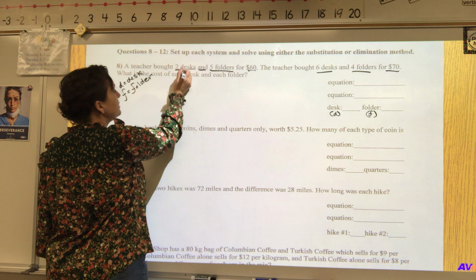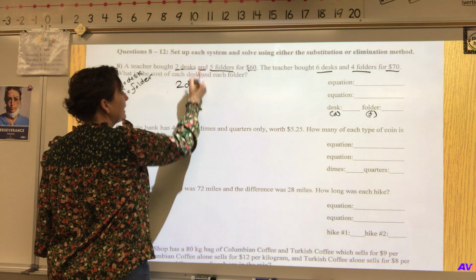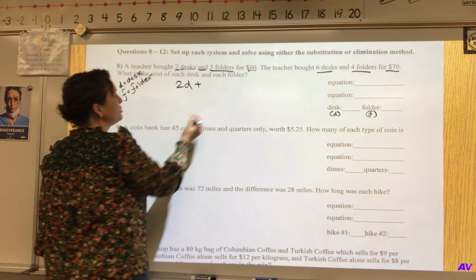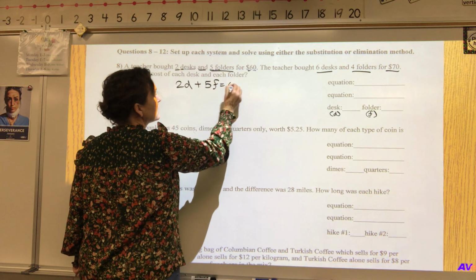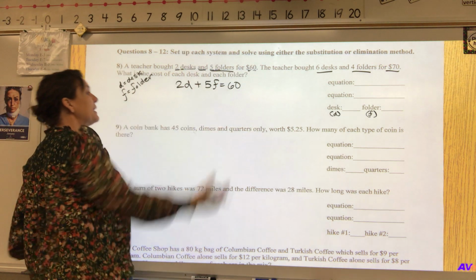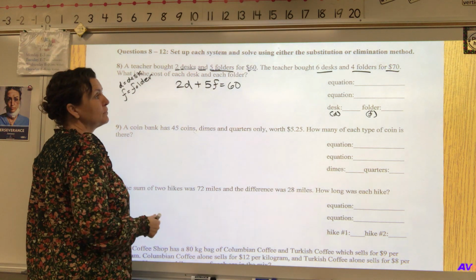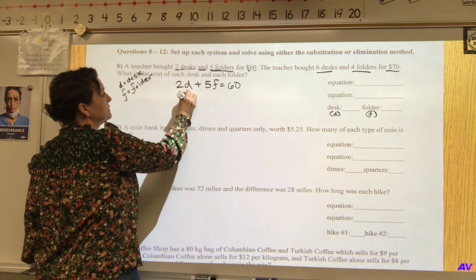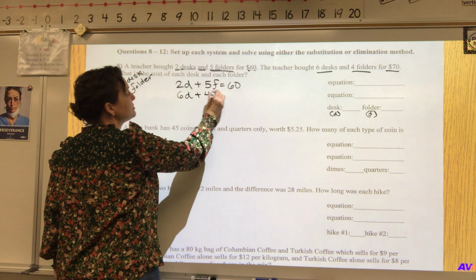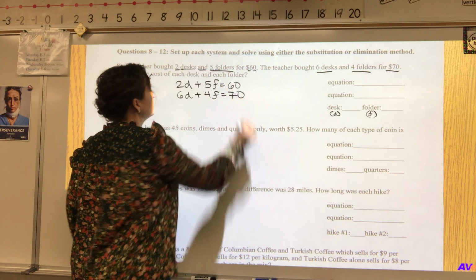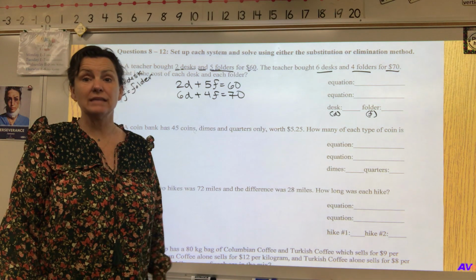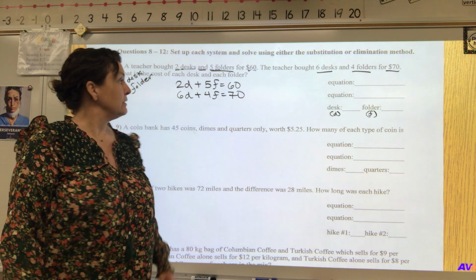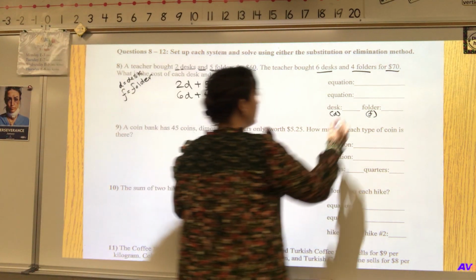2 desks, 2D, and that means she added stuff to the cart. 5 folders is $60. Cool beans. She went shopping again, or he went shopping again. 6 desks and 4 folders is $70. You now have everything you need to solve this. And this one's definitely set up for elimination. Now you would put both of these equations over here.